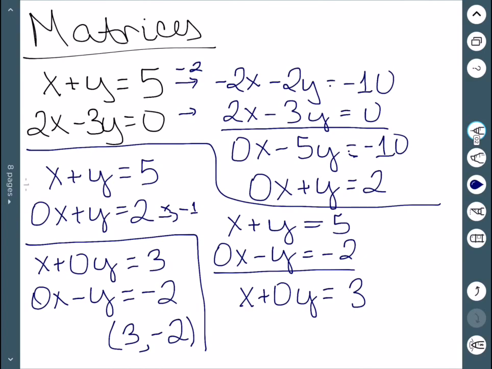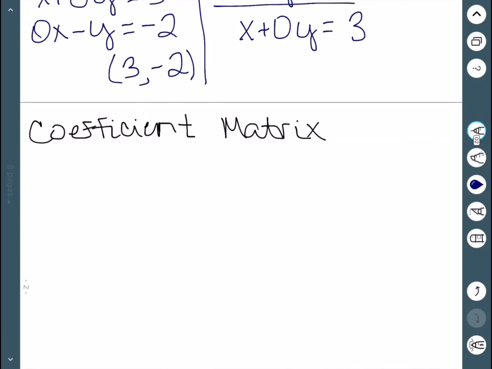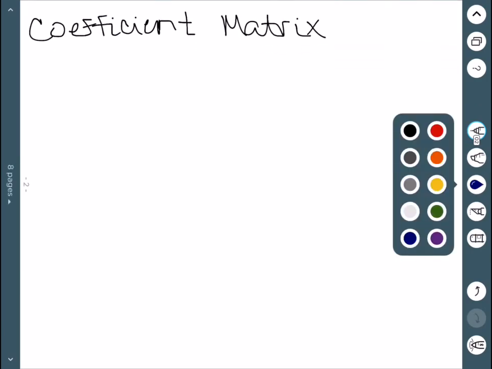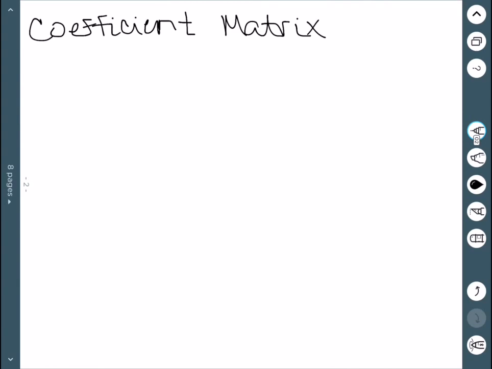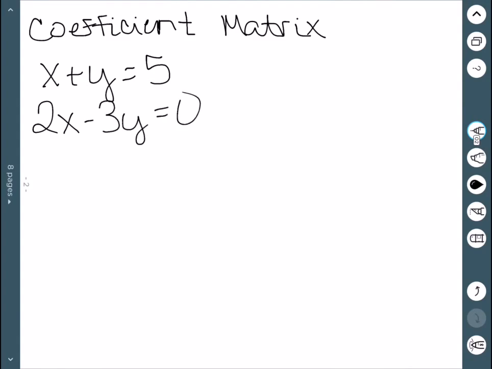The idea here is we're going to use matrices to simplify this process and get rid of some of the things that we repeatedly write down over and over. So we'll start with a coefficient matrix, which is just the matrix of coefficients. For example, my system of equations said x plus y equals 5 and 2x minus 3y equals 0.